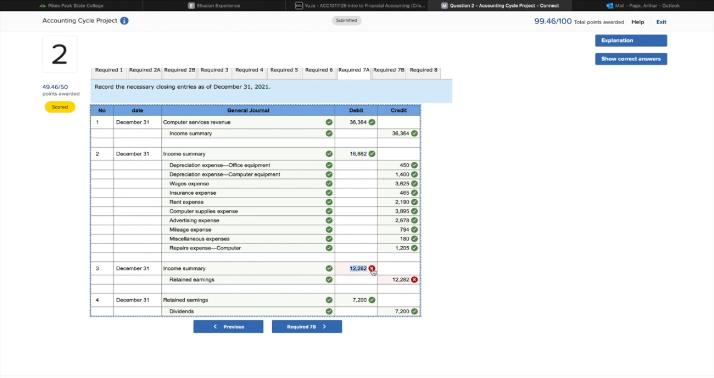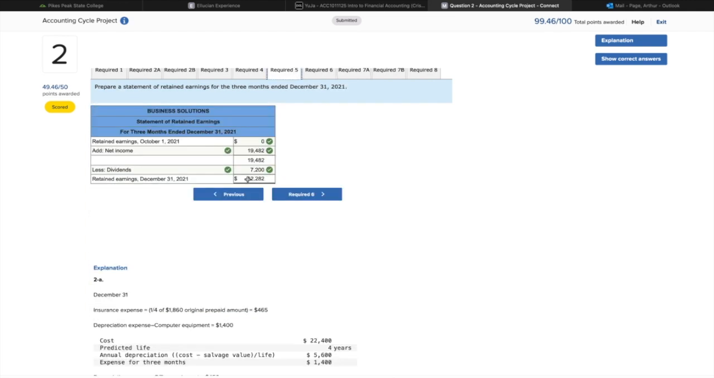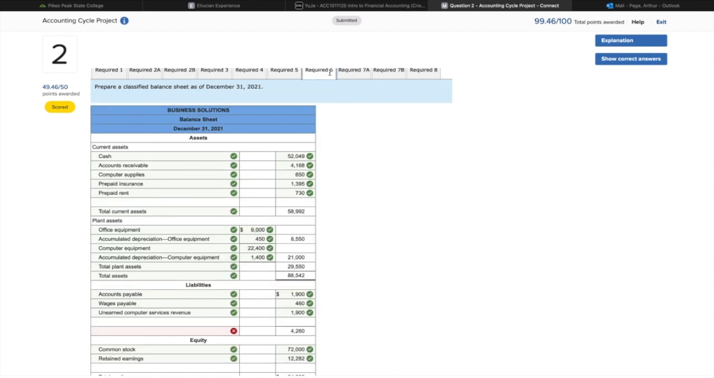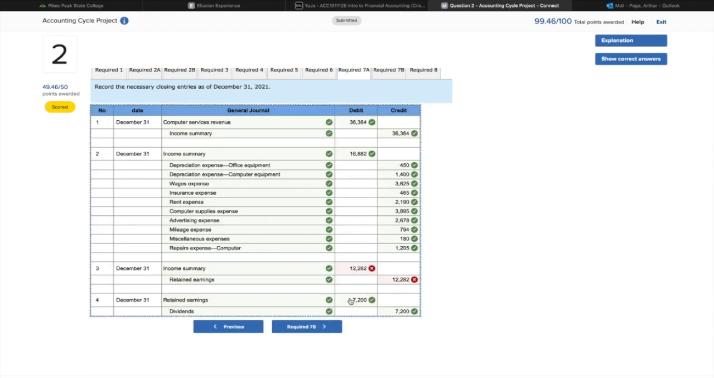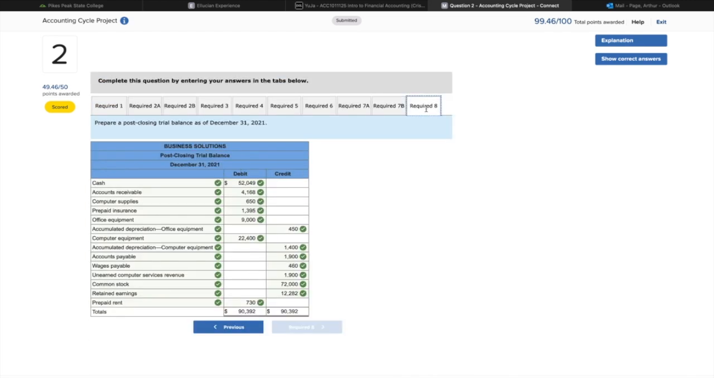Down here, I made a misstep. I put that in for some reason. The way you're supposed to get that is you could take your income summary from this one and subtract 16,000 from it, which would give us $19,482. Then we would subtract our retained earnings from our retained earnings statement, 12,282, and that would give us 7,200. So the number that's supposed to be here is 19,482.